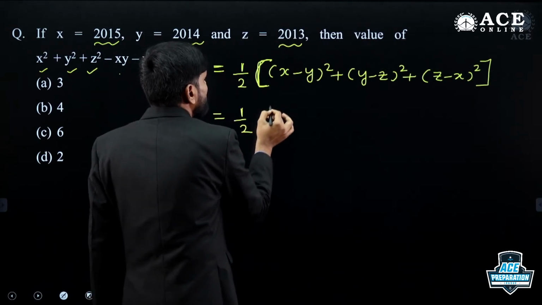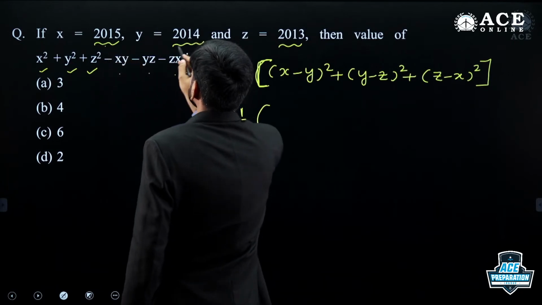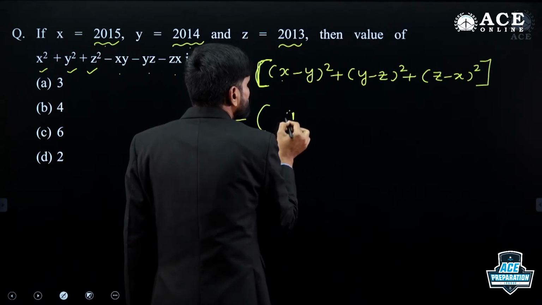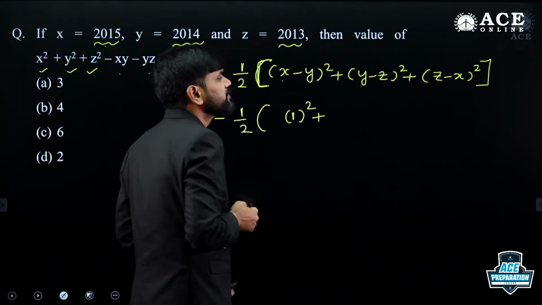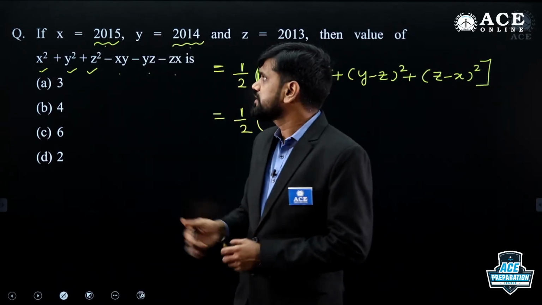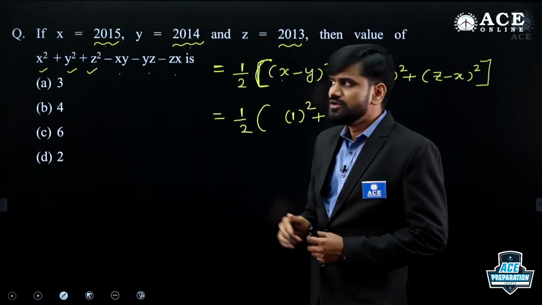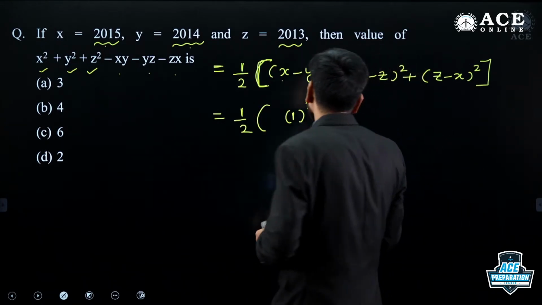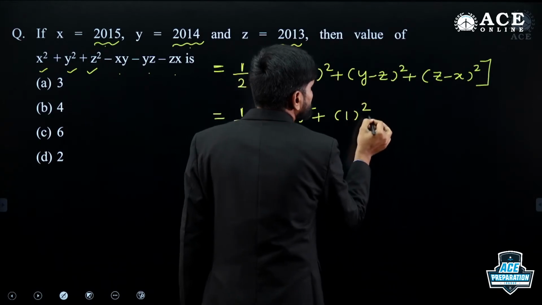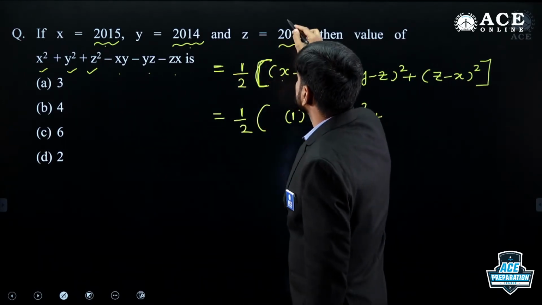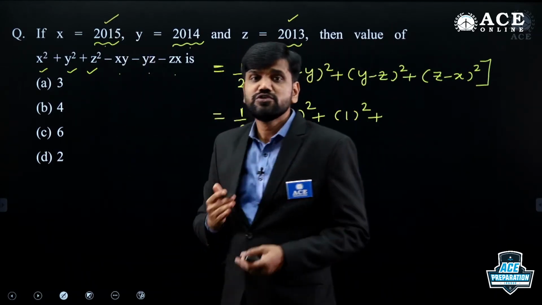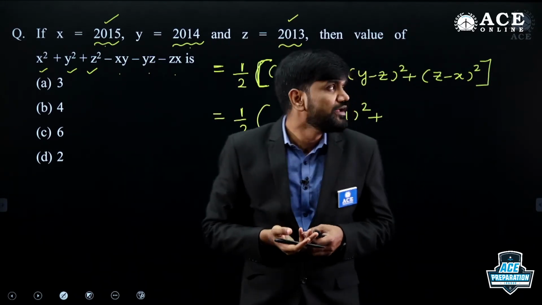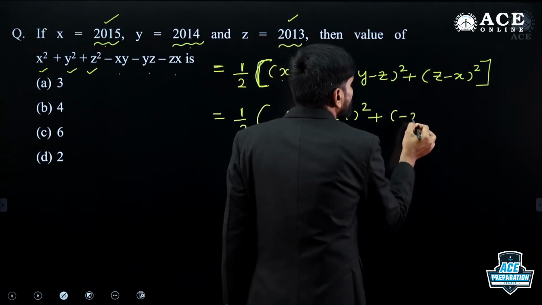So half of, now tell me x minus y, x is 2015, y is 2014. So 2015 minus 2014 will give me 1. So this gives you 1 square plus y minus z whole square. Value of y is 2014 and z is 2013. So y minus z means 2014 minus 2013, that will be equal to 1. So again it will be giving you 1 square plus z minus x. So z is 2013 minus x is 2015, 2013 minus 2015 must be equal to minus 2. Hence, it should be minus 2 whole square over here.